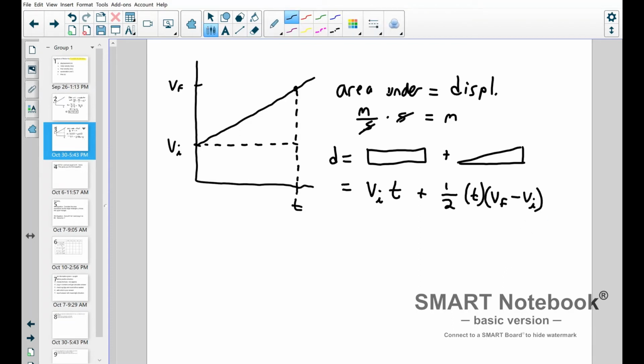Then I'm going to simplify this. A math teacher would not like this because I have two different terms that have Vi in them, and I can make this a lot more simple of an expression if I combine like terms. So I'm going to start by expanding my 1/2 t. I'm going to expand and distribute to the Vf and the Vi. 1/2 Vf t minus 1/2 Vi t. Then I'm going to combine my first and third term there just to make them nice and simple.